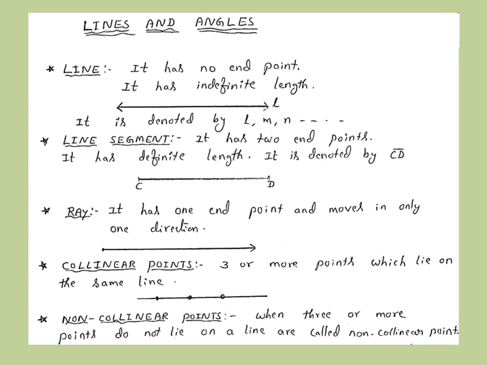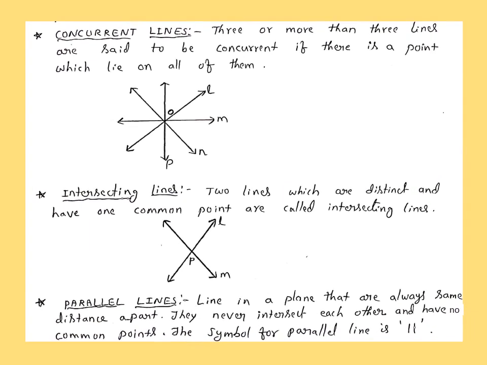Non-collinear points: when three or more points do not lie on a line, they are called non-collinear points. And with non-collinear points, we can draw triangle, rectangle, everything. Concurrent lines: three or more lines are said to be concurrent if there is a point which lies on all of them. Suppose if X is standing, if I ask all the students to pass through X, then many lines can be drawn through a point.